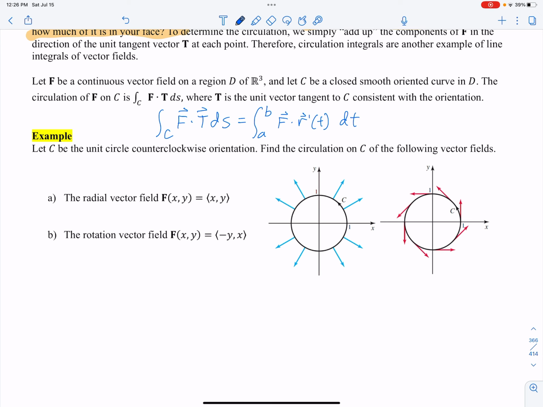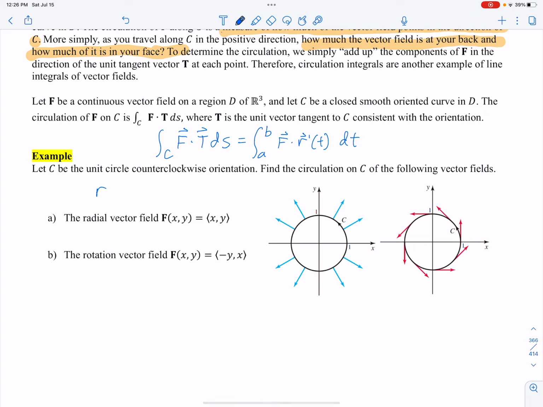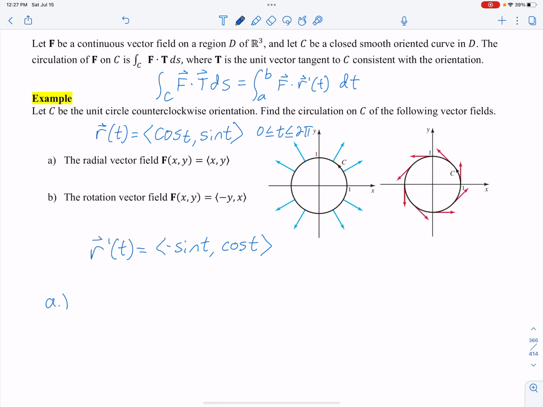So let's go ahead and define r. r of t is just a unit circle, radius of 1, so it's going to be cosine t for x, and sine t for y. And we still have t from 0 to 2 pi for the whole circle. And then in our definition, we need r prime. So I'm going to go ahead and find r prime here. r prime is negative sine t, cosine t. And then they want us to find the work, or circulation.